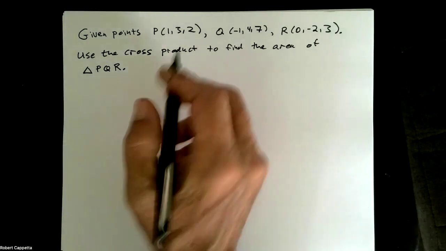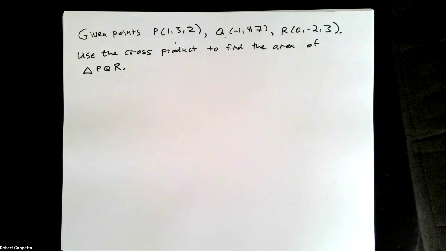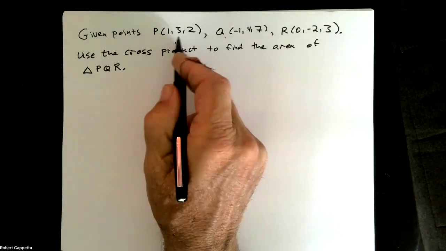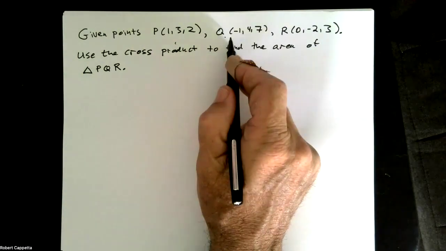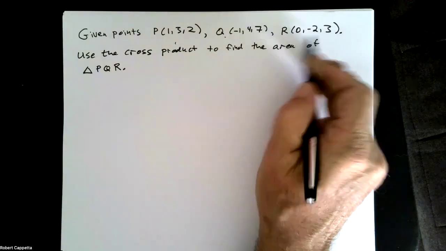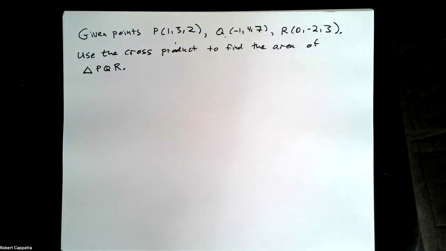For this problem, we're given points P, Q, and R in three space. P is the point (1, 3, 2), Q is the point (-1, 4, 7), R is the point (0, -2, 3). And our goal is to use the cross product to find the area of triangle PQR. Now, how do we do that?